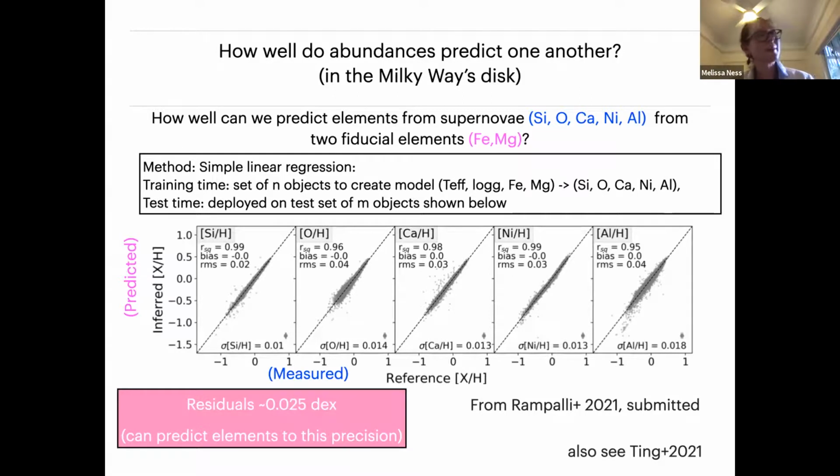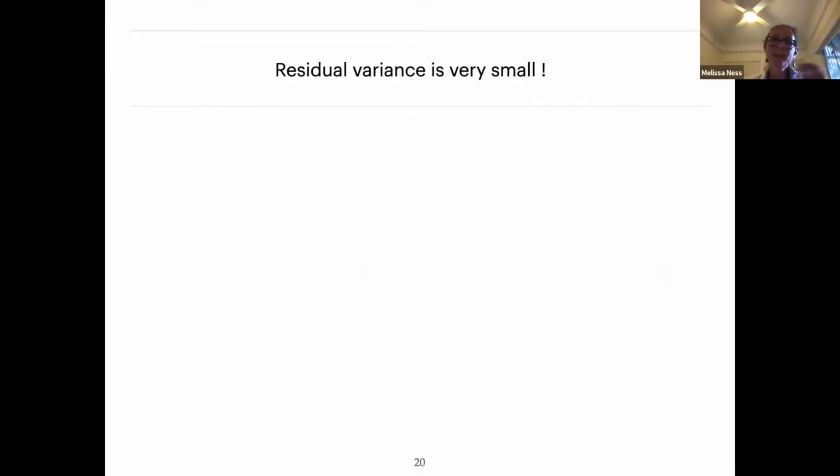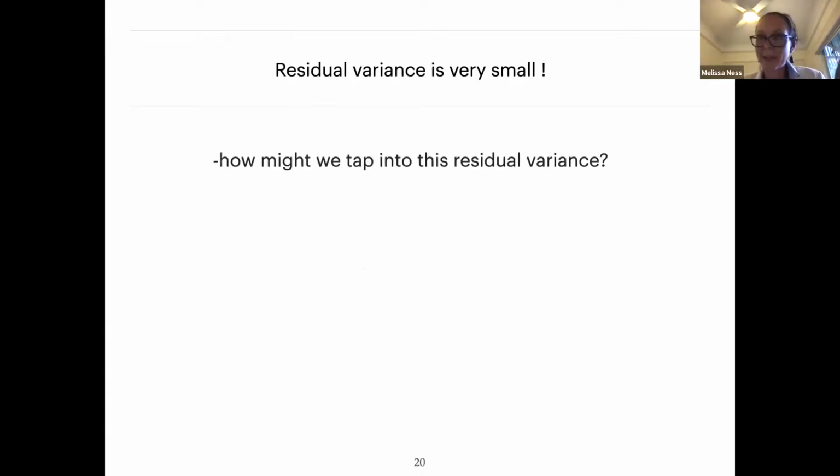These elements are all created by supernovae, so they're all very correlated. We can predict them pretty well. But that also means an element's individuality is captured within that 0.025 dex. So I think that's a very important constraint, and there must be gold in those residuals. The residual variance is very small, so how might we tap into it?